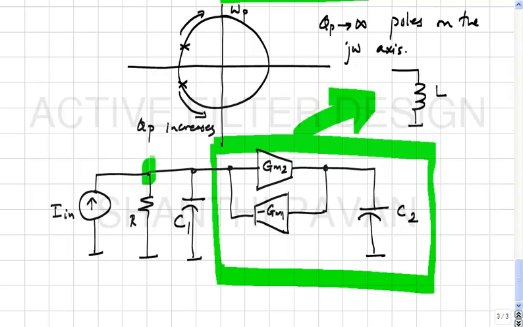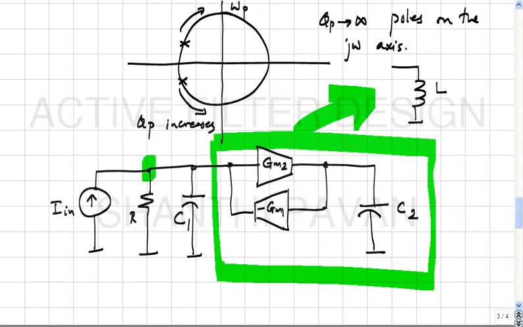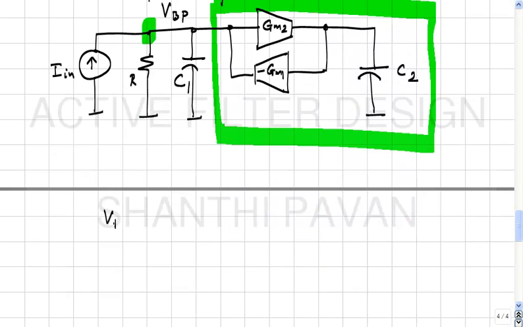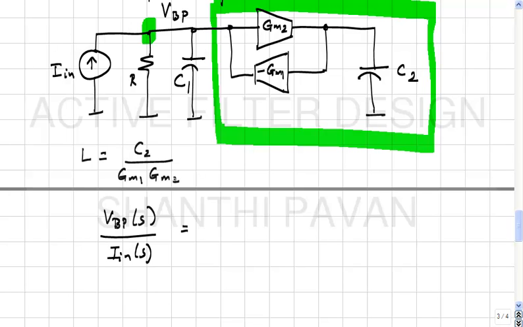What kind of response is that? Band pass, because this is an inductor and we already figured this voltage out. So, what will the omega p of this be? Let me call this VBP, and VBP of S by In of S is nothing but square root of L by C, and what is L? C2 divided by GM1, GM2.